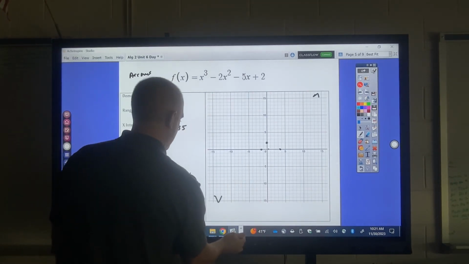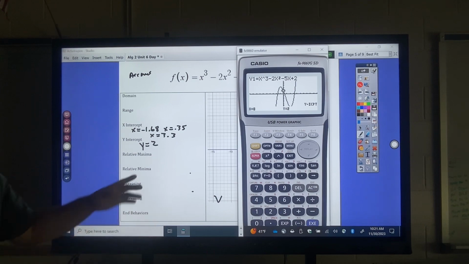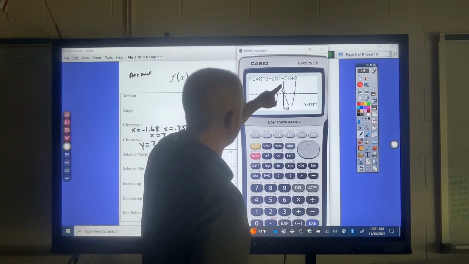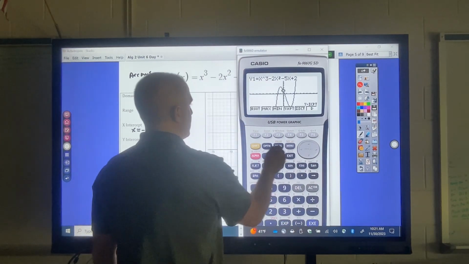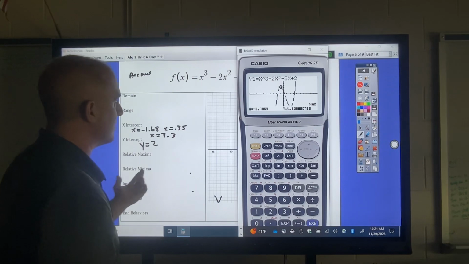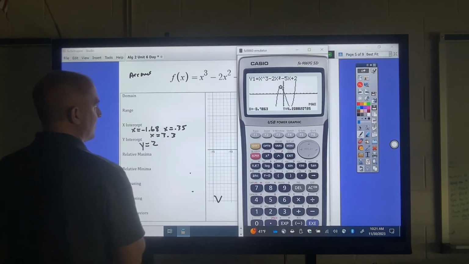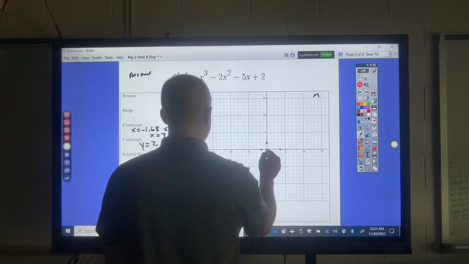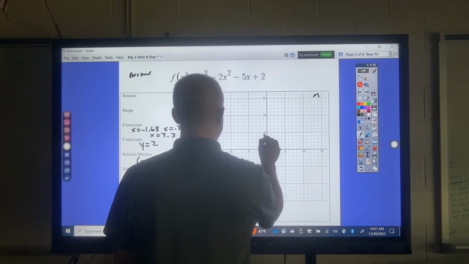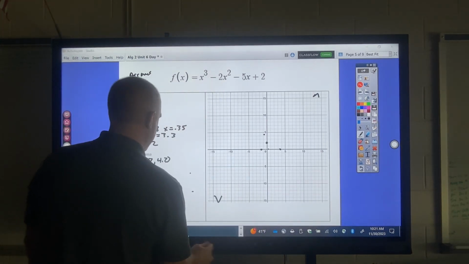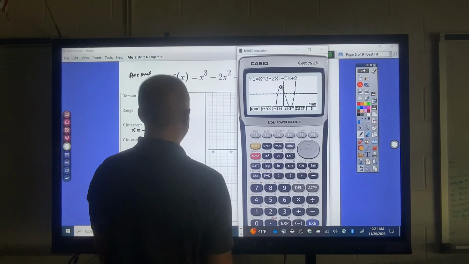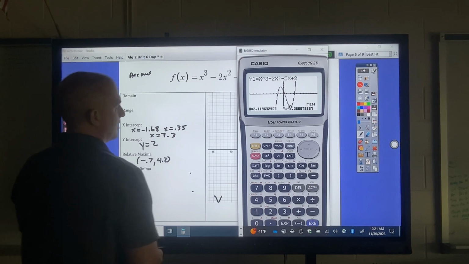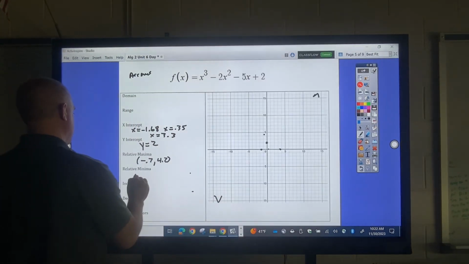Okay. Relative minimum and maximum. So here's the idea. Obviously, they're not the smallest values, but when we have these little humps, this is considered a relative max. This is considered a relative min. If you select that, that's what you're getting. The relative max is negative 0.7, 4.2. Same thing with the relative minimum. G-solve minimum. All right, you got 2.1, negative 8.0.